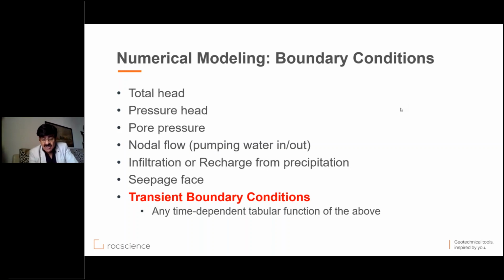Transient boundary conditions include all of these, but also any time dependent tabular function of these conditions. You will see the examples a little later.